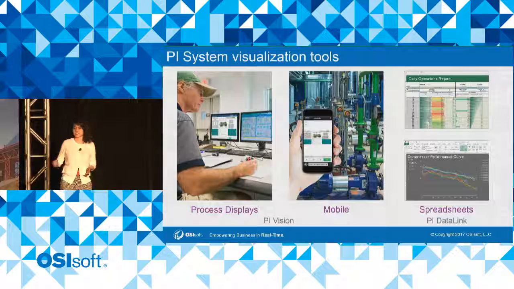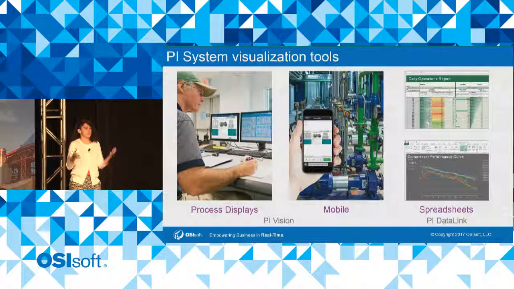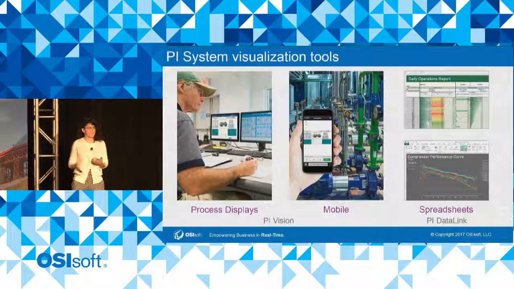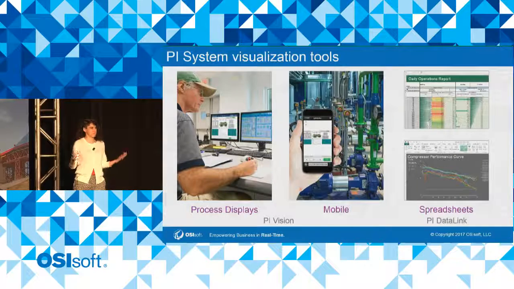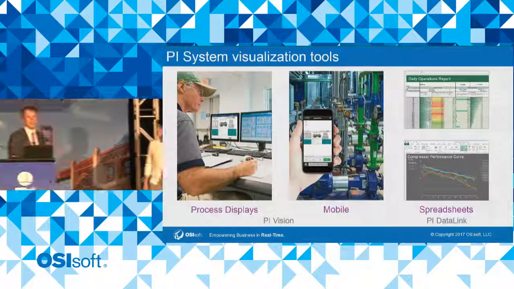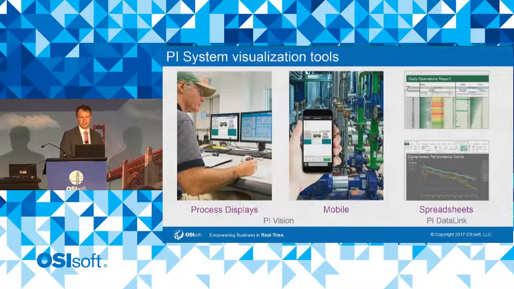PI DataLink, like Stuart said, allows you to bring your data, your PI data, into Excel, and then use the power of Excel to work with your data and format it and build beautiful reports. And with PI DataLink, again, it is an add-in to Excel, so it's mixed with all the things you can do in Excel as well. You can do with PI DataLink.